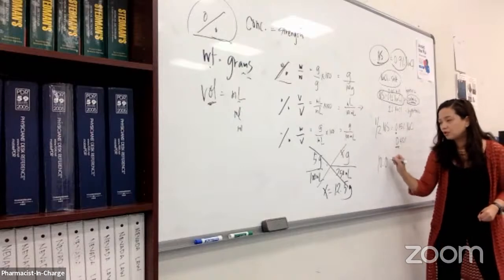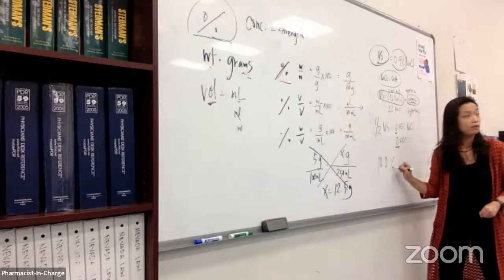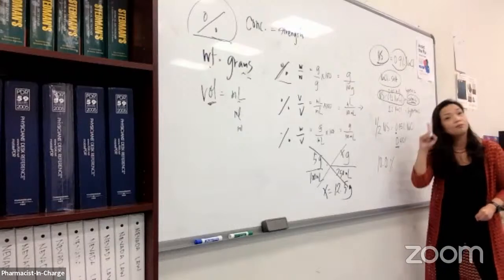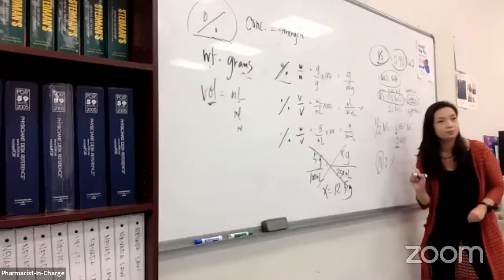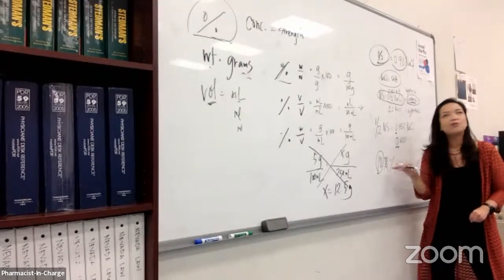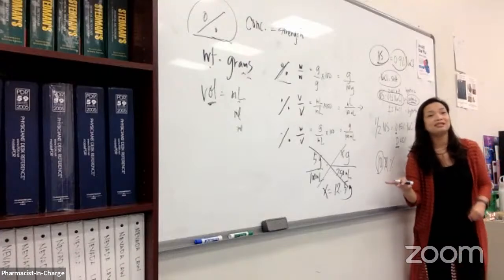Do not do 10.0%. Why? This is misleading. Our brains are not programmed to look for that decimal point after a whole number. So drop that. It's always a question, both PTCE and EXCPT.